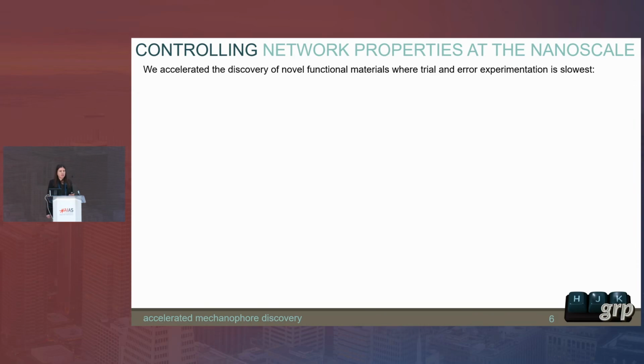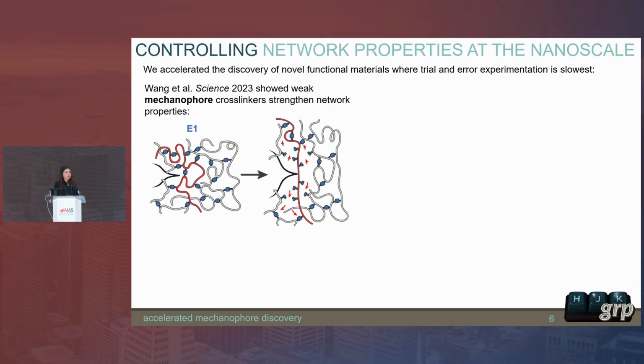And so in order to tell you the story that answers those two questions, I have to introduce you to a bit of an esoteric space of materials chemistry. It's a space where trial and error experimentation is still pretty much the only way to study it, and it is extremely slow. And that is in the properties of polymer networks, and specifically in the properties of polymer networks enhanced by what are known as mechanophores.